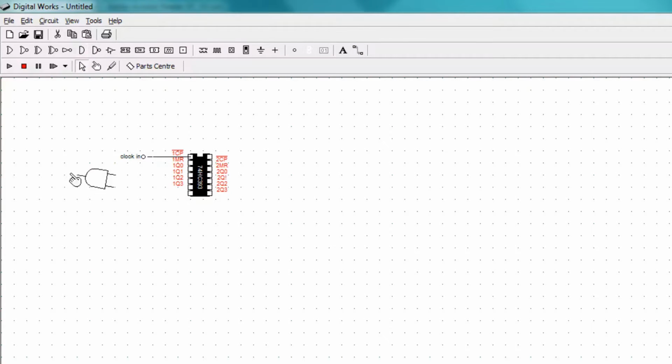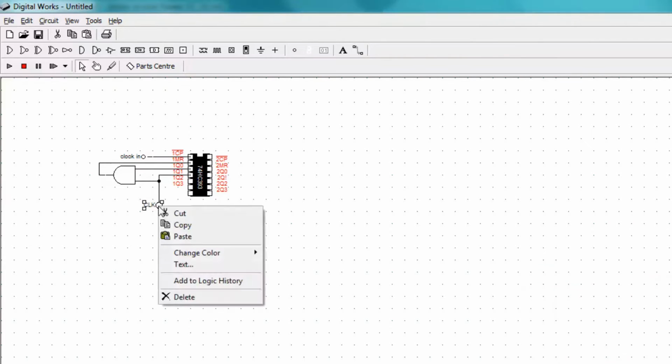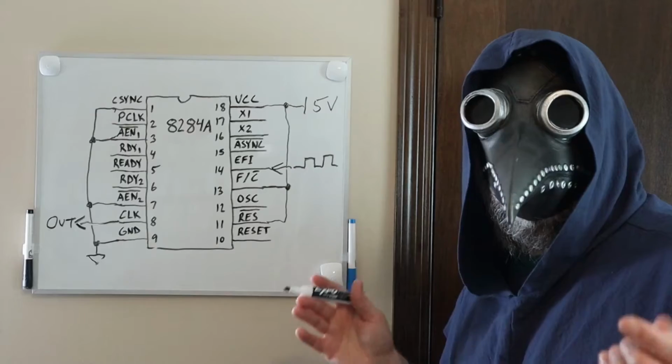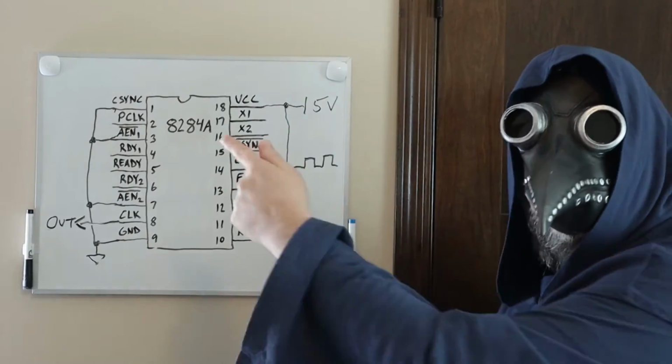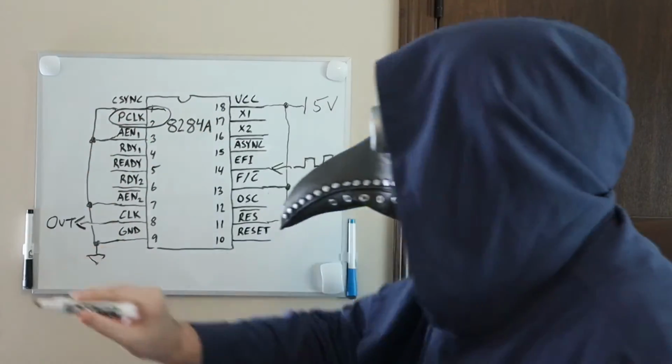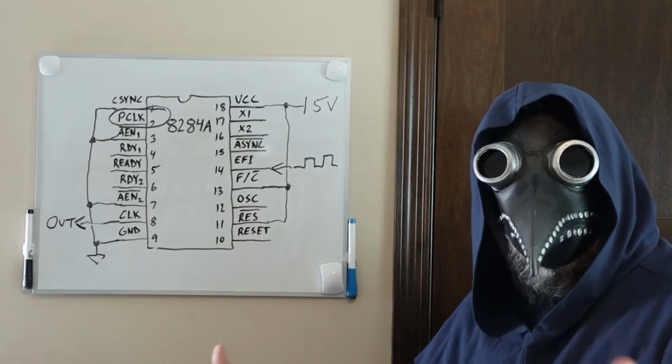So I'll send pins 3 and 4 into an AND gate and send the output of that gate to pin 2. I'll use bit 1 as our processor clock output. Now, if we simulate this and look at our logic history, we'll see a 33% duty cycle output. Okay, let's go back to the 8284A and notice that pin 2 gives us a peripheral clock, which is half the frequency of the processor clock, and it has a 50% duty cycle.